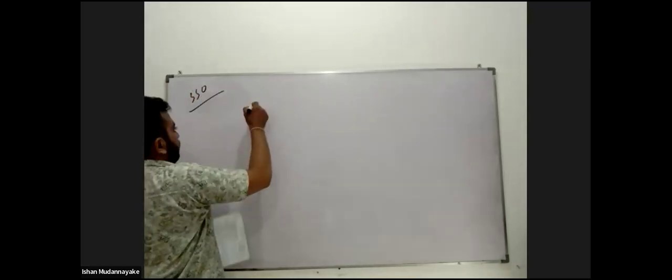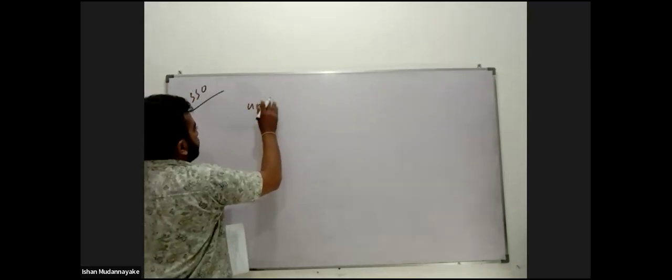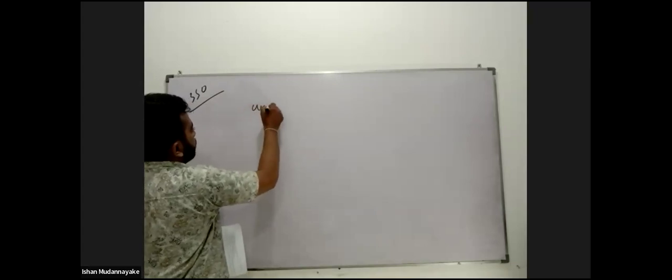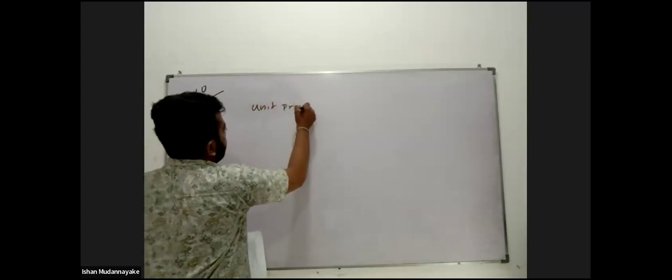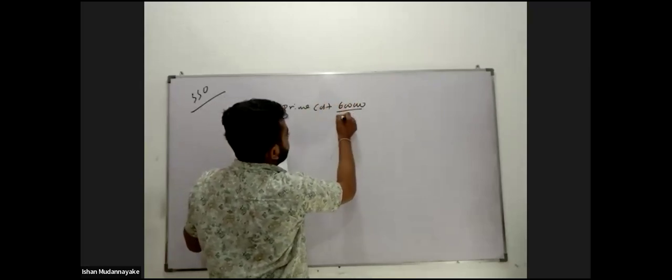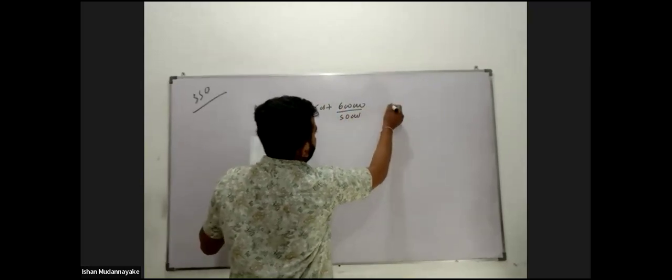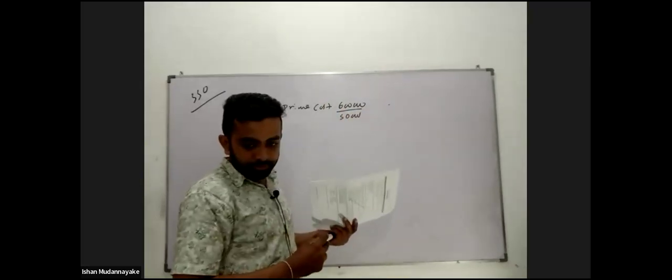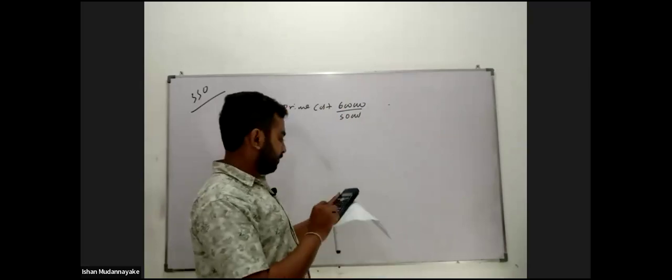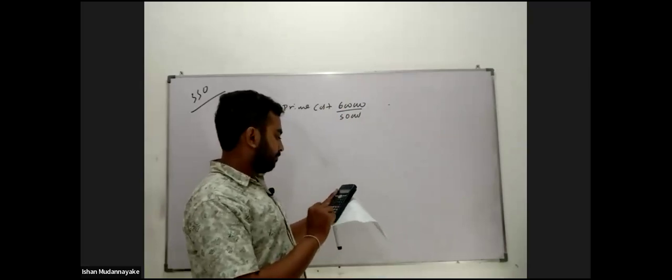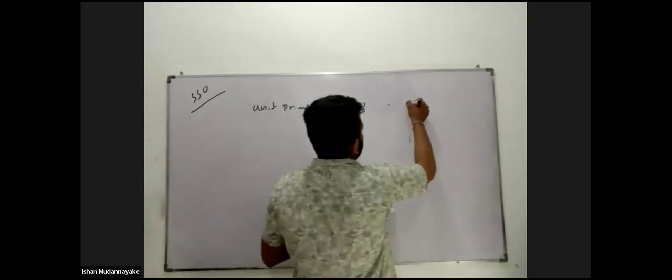Question 350. Unit prime cost: 600,000 divided by 50,000. Prime cost per unit is 12.